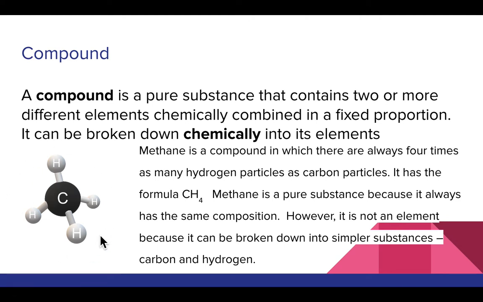Methane is a pure substance because it always has the same composition. If you have a sample of methane gas and you reach in, you will always pull out this particle. However, it is not an element because it can be broken down into simpler substances. So chemically, we can break this down. We could break it down into hydrogen and carbon. It's hard to do that, but we can. But with an element, you can't make it any simpler. With just carbon, you're only ever going to have carbon. But with methane, you could chemically break it down into carbon and hydrogen.